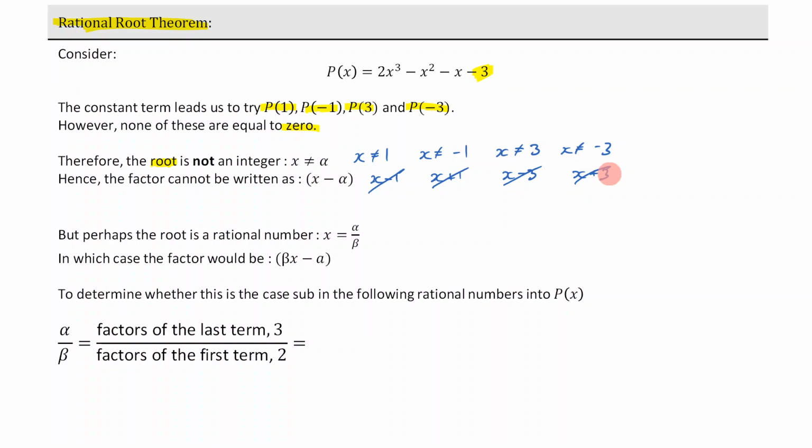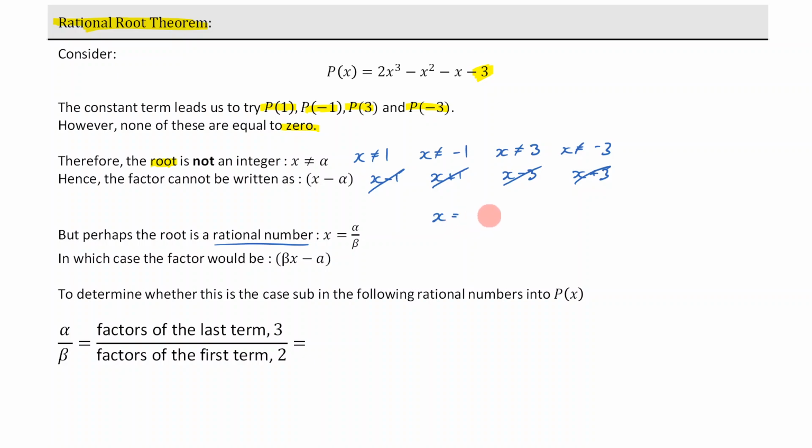So this leads us to the conclusion. If the root is not an integer, what other options do we have? Well, perhaps the root is a rational number. And a rational number is simply a number that is written as a fraction, as you can see here. So x is equal to alpha over beta. So perhaps this is the case.